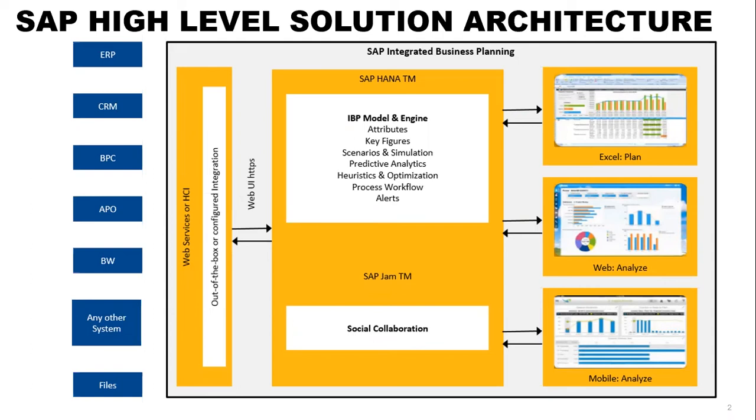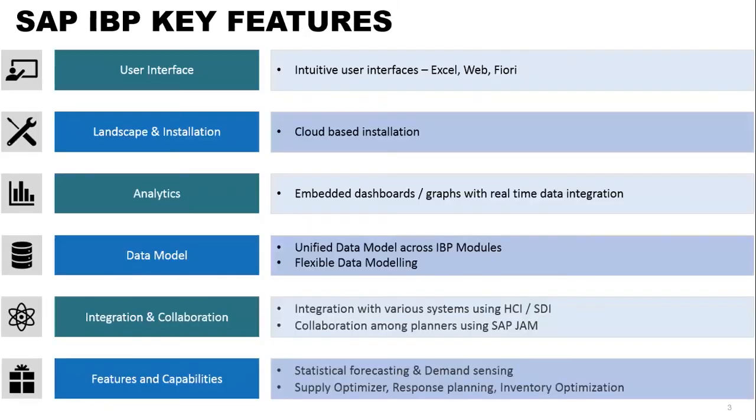Okay, and then it has collaboration tools like planning workspace or Jam, which help you to collaborate with the other planners in your organization. Okay, so this is the high level architecture of IBP. Any doubts here? Next thing is let us understand some of the salient features of IBP.